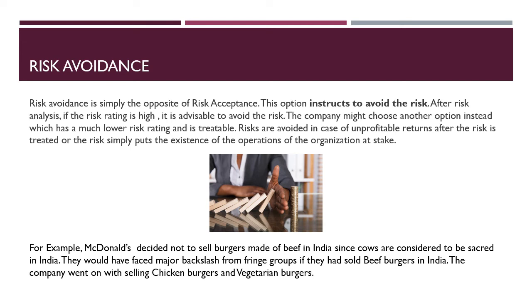For example, McDonald's decided not to sell burgers made of beef in India since cows are considered to be sacred in India. They would have faced major backlash from fringe groups if they had sold beef burgers in India. The company went on with selling chicken burgers and vegetarian burgers. So this is a very well-known case of risk avoidance.